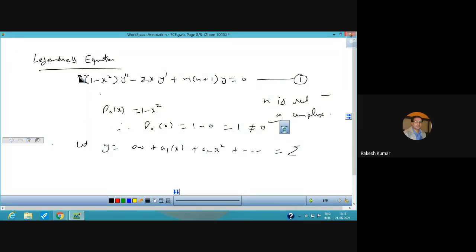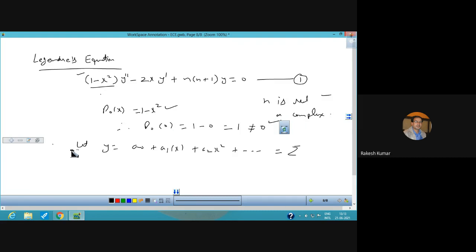This is the Legendre differential equation, and it is named as 1. Here n is a real quantity or a complex quantity, but in most of the applications n should be a positive real or a positive integer. P naught x is the coefficient of the double order derivative term, that is 1 minus x square. P naught of 0, when you put 0 in place of x, 1 comes. 1 is not equal to 0. It means the point x is equal to 0 is the ordinary point, and we can use the power series method for finding out the solution.